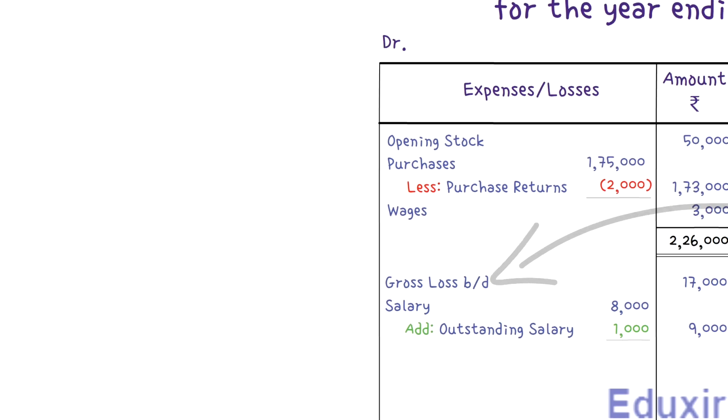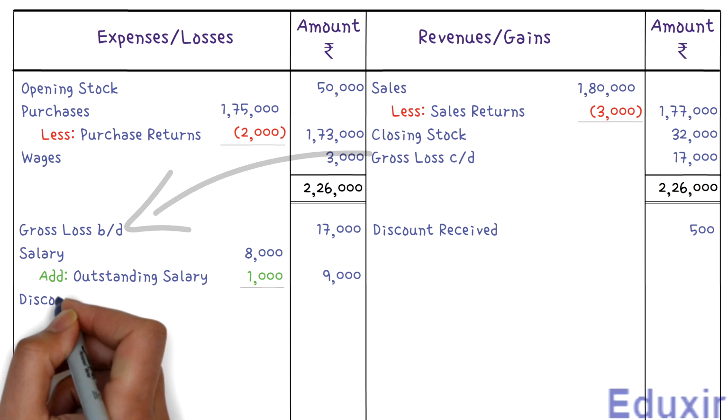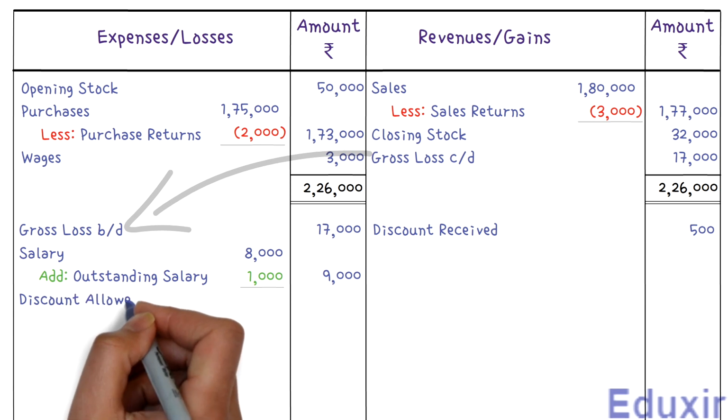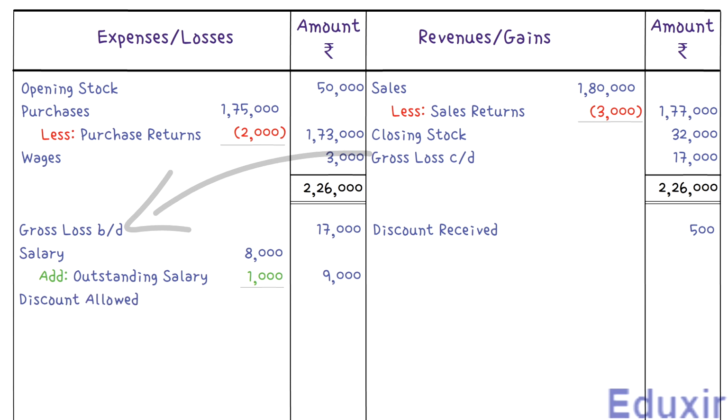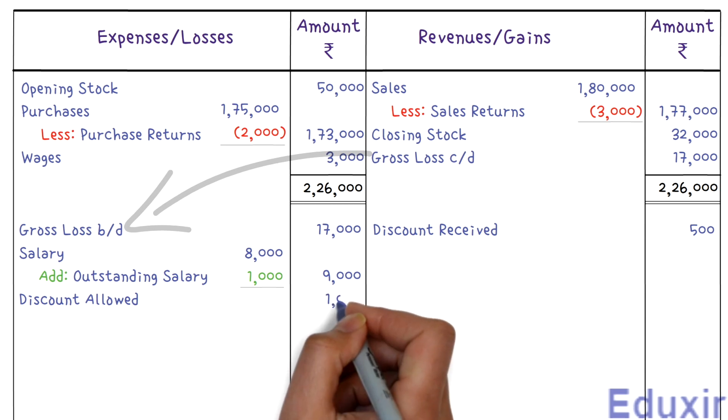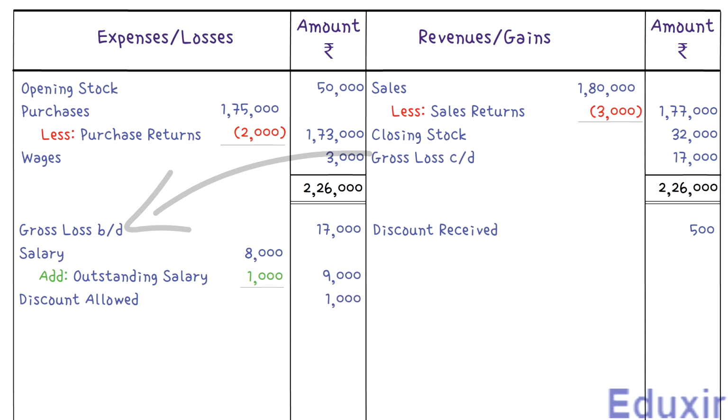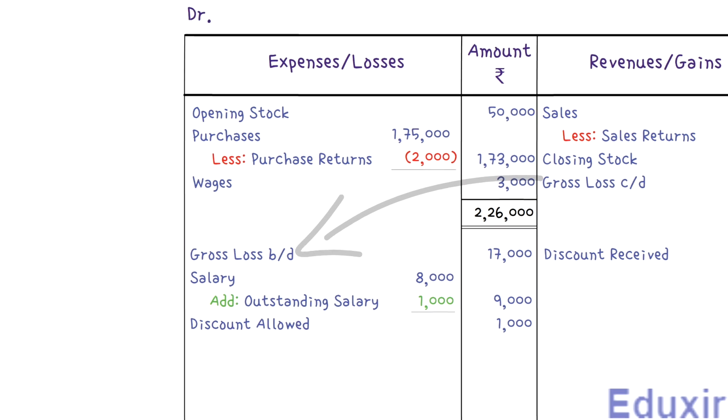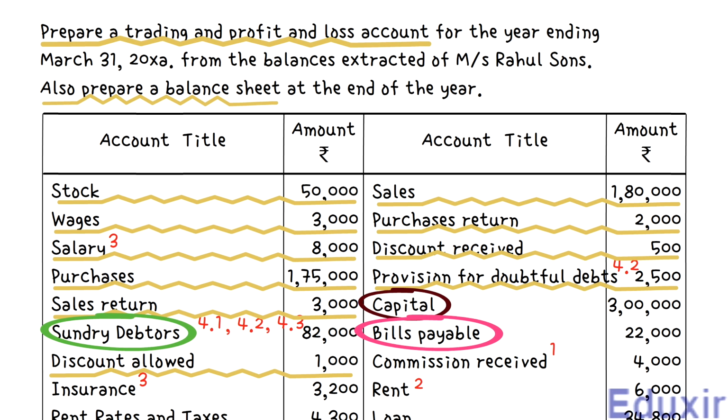To post this, let's first write discount allowed into the profit and loss account on the debit or expenses side. Let's then write the corresponding debit amount of 1,000 rupees into the amount column. With that, we have completed the posting of the discount allowed related entry into the profit and loss account. Let us now consider the next entry in the trial balance.